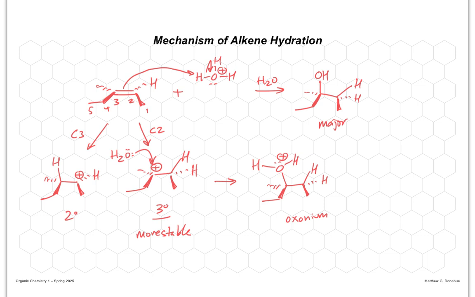That was called an oxonium ion. We get another molecule of water to do an acid-base reaction, and that's going to lead to our major product. So we've added the elements of H2O to that pi bond.